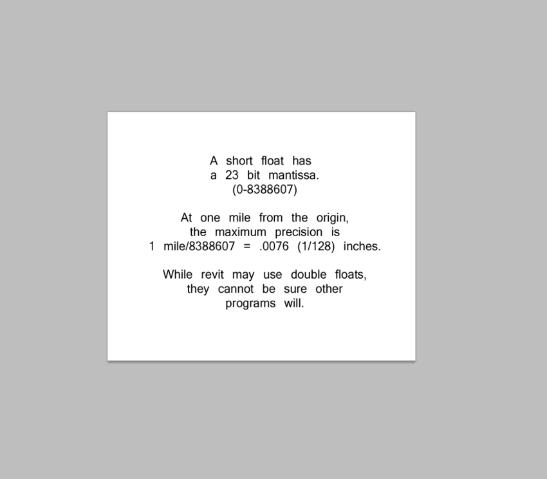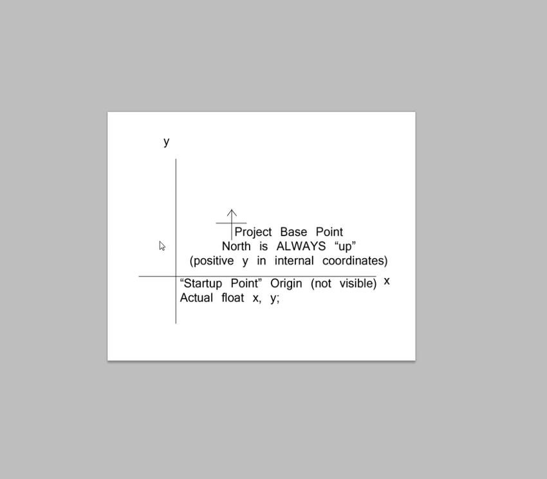And a single float only has 23 bits of precision, which converts to the range that's shown by this big number here. And when you divide that big number into 1 mile, you end up with a precision at 1 mile of roughly 1/128th of an inch. So if you go further out than that, your resolution becomes worse and worse. And while 1/128th of an inch is probably fine for most applications, the further away you get, the worse this becomes.